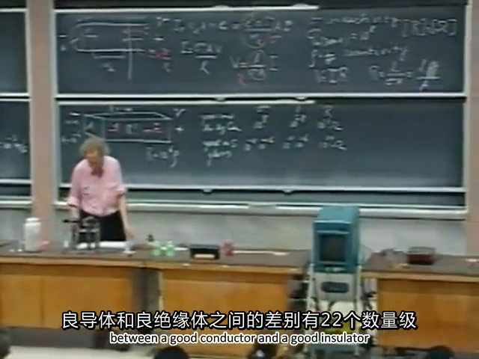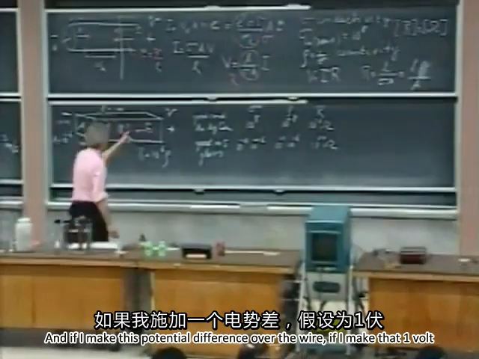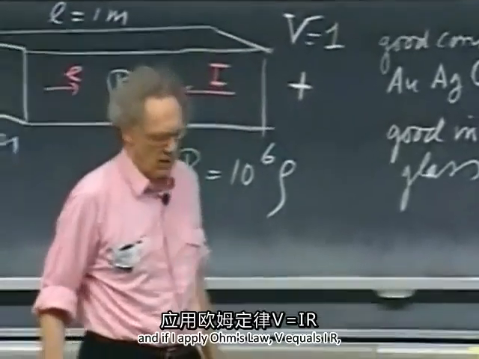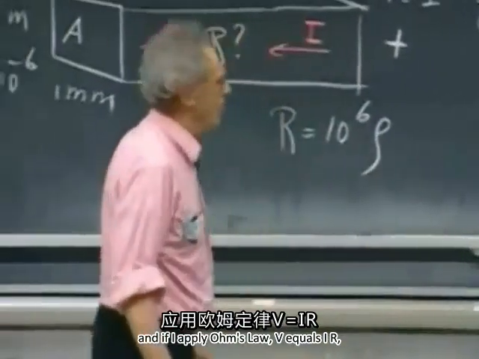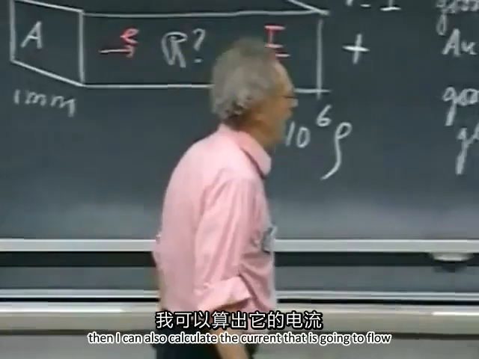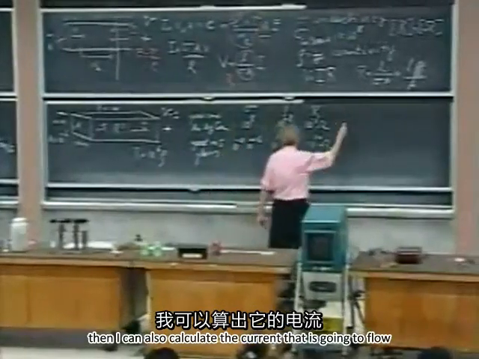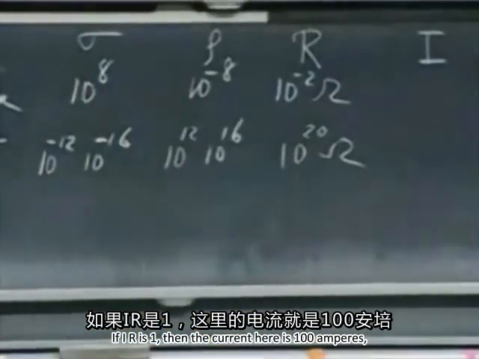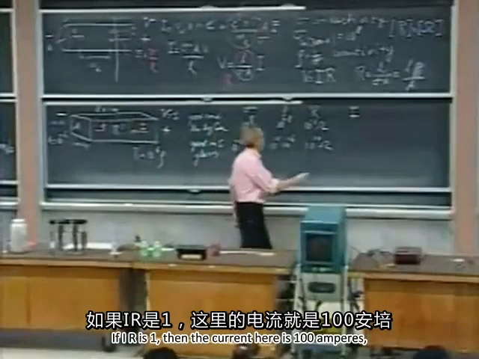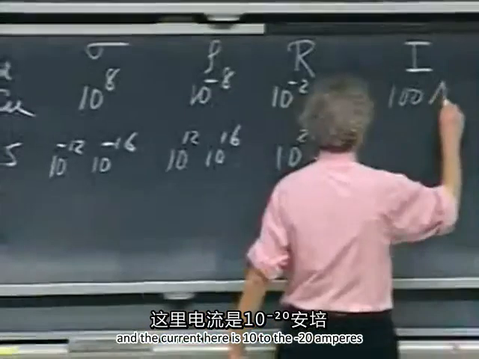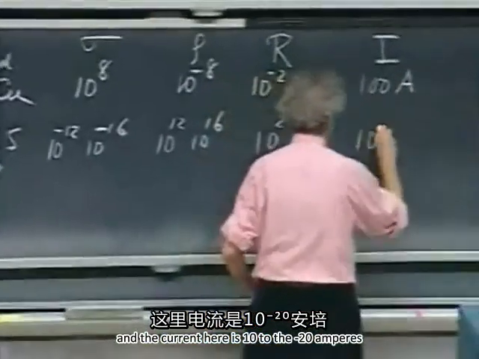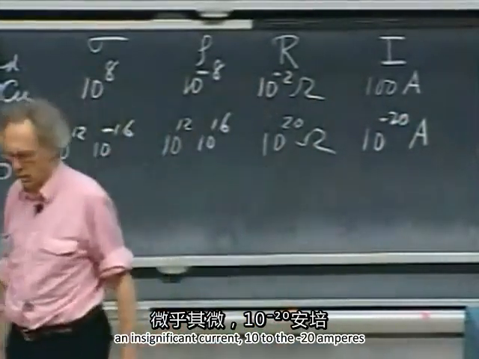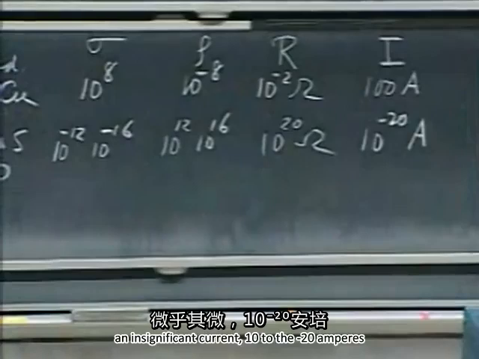And if I make this potential difference over the wire 1 volt, and if I apply Ohm's law, V equals IR, then I can also calculate the current that is going to flow. If IR is 1, then the current here is 100 amperes, and the current here is 10 to the minus 20 amperes. An insignificant current, 10 to the minus 20 amperes.